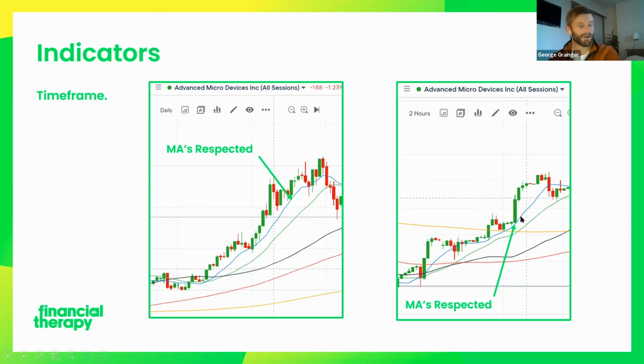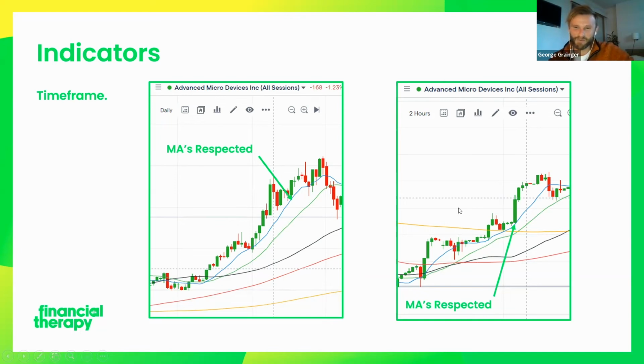What would that be? I have to work it out. That would be the 2-hour. The 10 2-hour moving average. That's what it'd be.